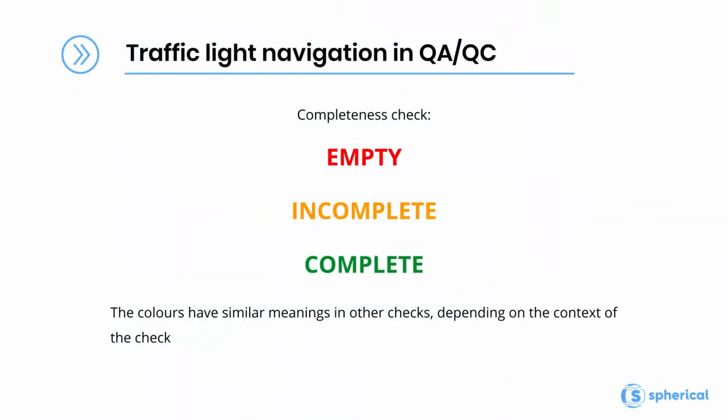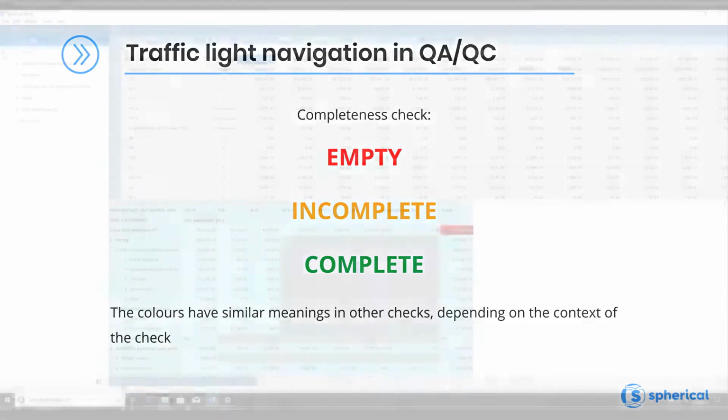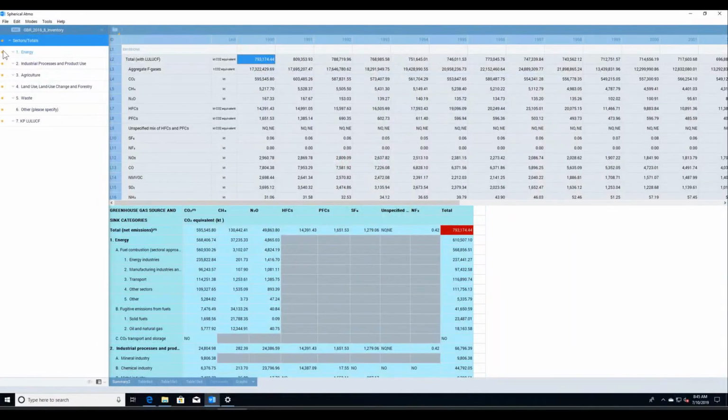The traffic light system for completeness check works like this. Green means complete, red means empty, amber means something in between. Some data is available, but it is not complete. On the category tree, you can see that we have amber marks on all sectors. The inventory we are working on is one that was officially submitted final version, but in fact, completeness issues are very common in all countries' inventory submissions. They are usually explained in the narrative part of the National Inventory Report.